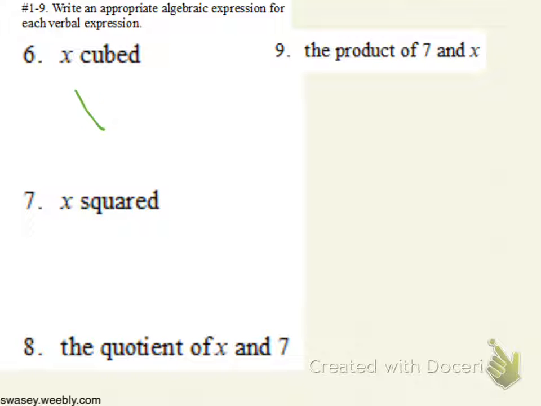X cubed, x to the third power. X squared, x to the second power. Quotient of x and 7, x divided by 7. Product means multiply, so 7 times x. A number right next to a variable means multiplication.